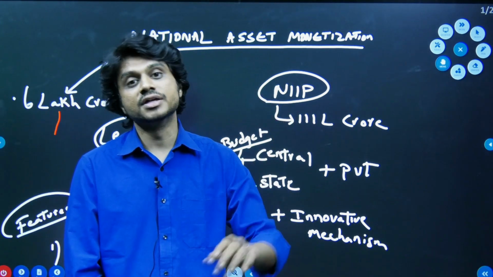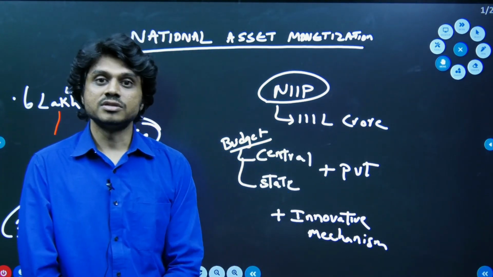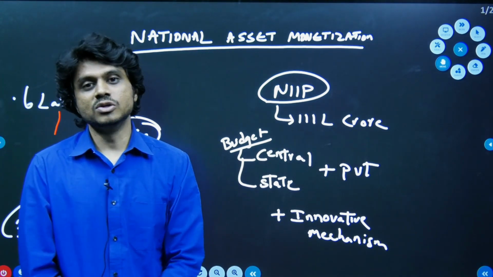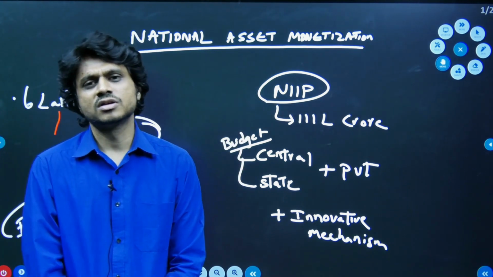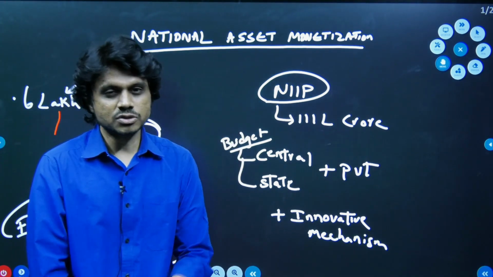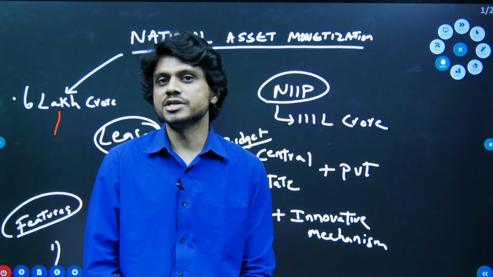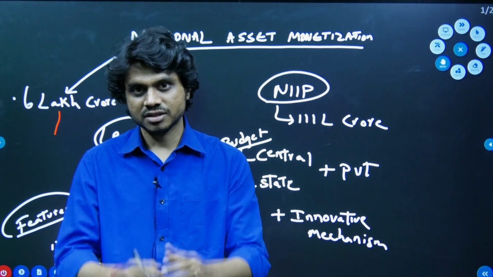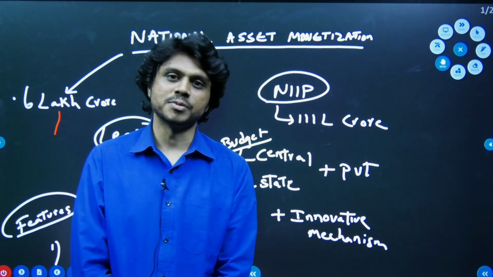Whatever land is there is being used much more efficiently. With this, employment generation will happen. New infrastructure happens. A new set of services will be provided to us. Right? So many benefits are present. So this is the concept of national asset monetization. If I ask you in one line, what is national asset monetization? It's monetization of existing assets in the form of lease while ownership remains with the government.